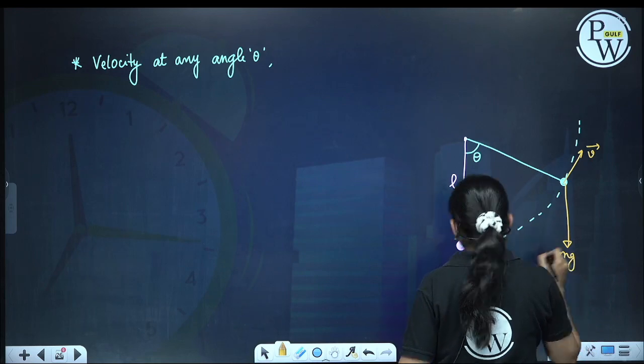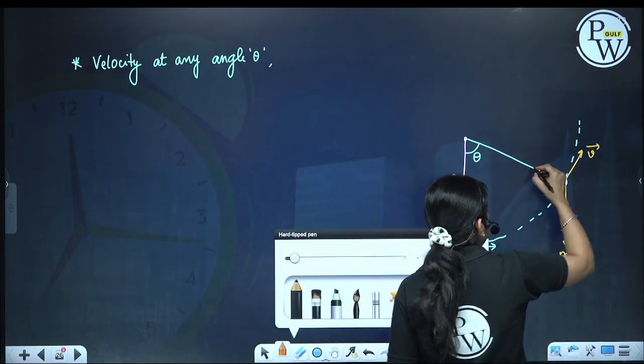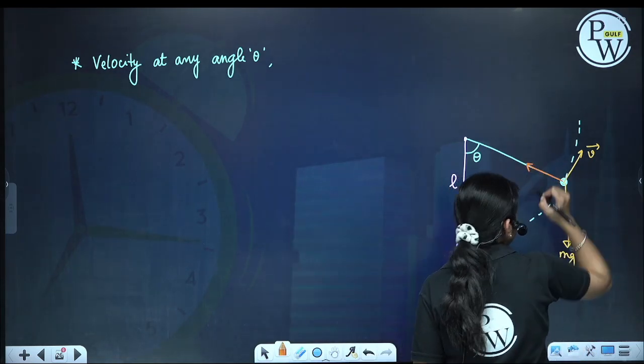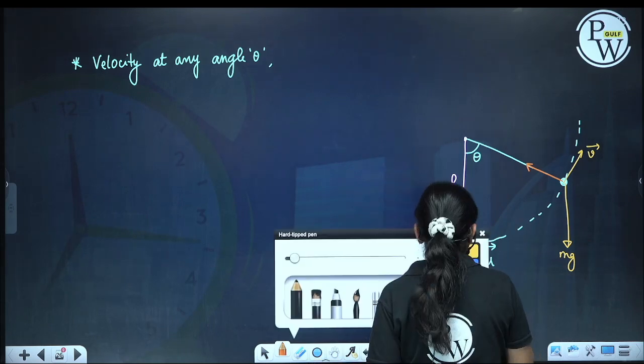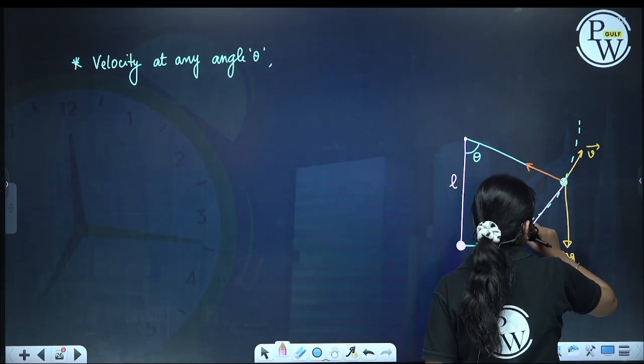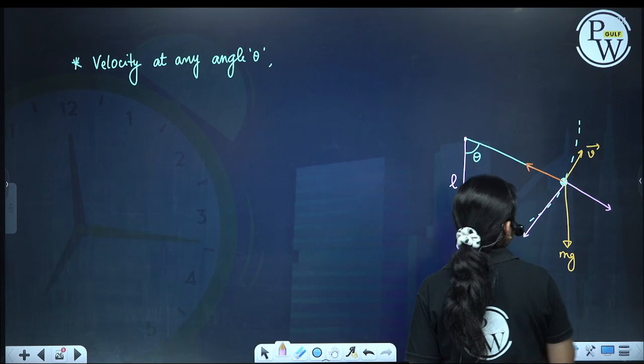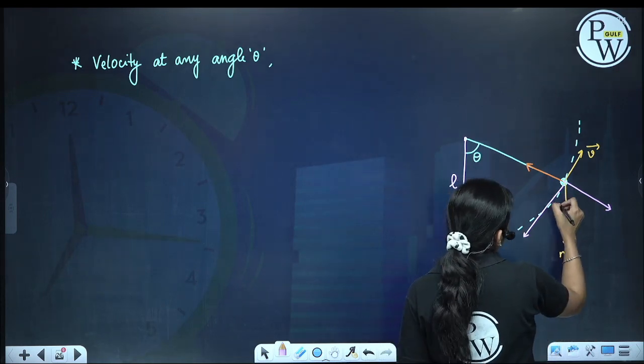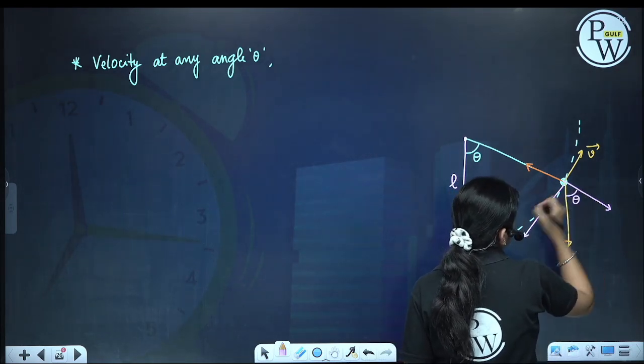Forces acting on this particle will be mg vertically downwards and tension T in the string towards the center, and resolving mg into two components. If this is theta, then this angle will also be theta.